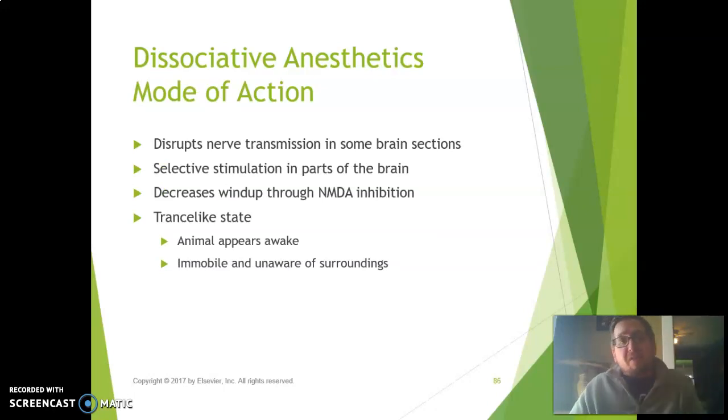So how do dissociative anesthetics work? This is ketamine, tiletamine, and Telazol. They disrupt the nervous system transmission in certain brain sections, i.e. the brain cannot communicate with the nervous system, okay? It has selective stimulation on parts of the brain and decreases wind-up through NMDA inhibition, which is just the inhibition of another receptor within the brain. It is said to produce a trance-like state.